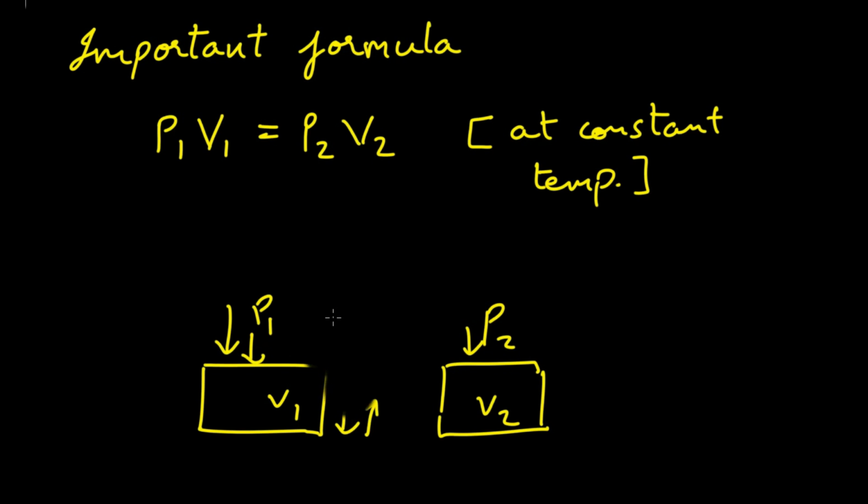Now look carefully. In one condition, you have a given pressure and volume. Those are P1 and V1. Then you increased the pressure. Pressure increased, it means volume decreased. If pressure is increasing, volume will definitely decrease. Both of these are kind of opposite, so their product will always remain constant.